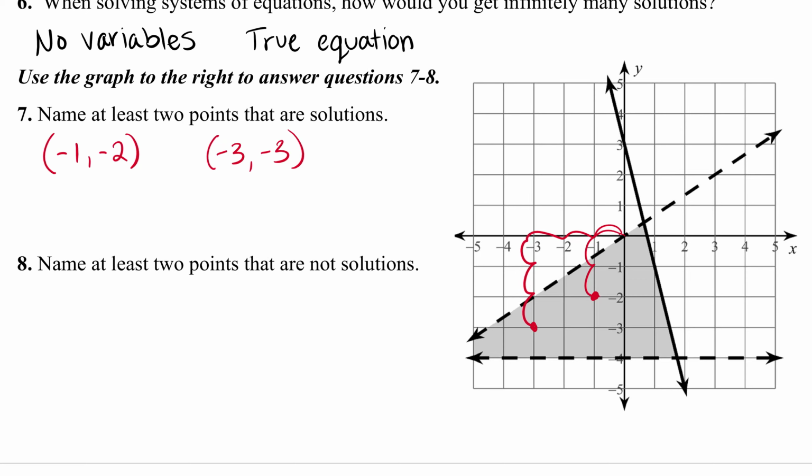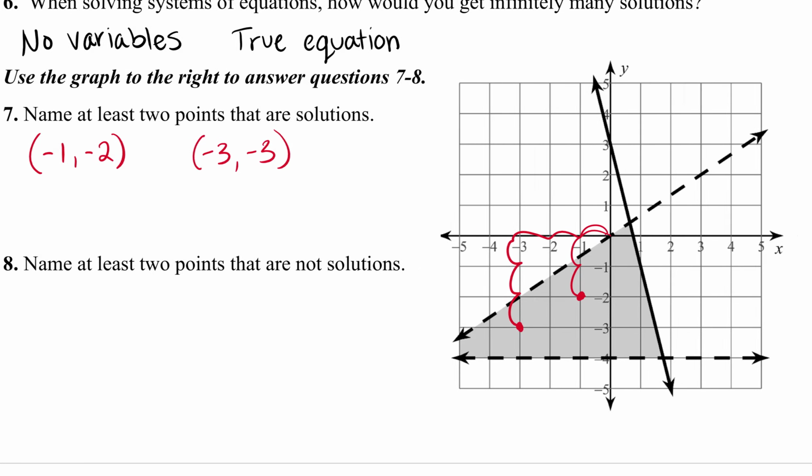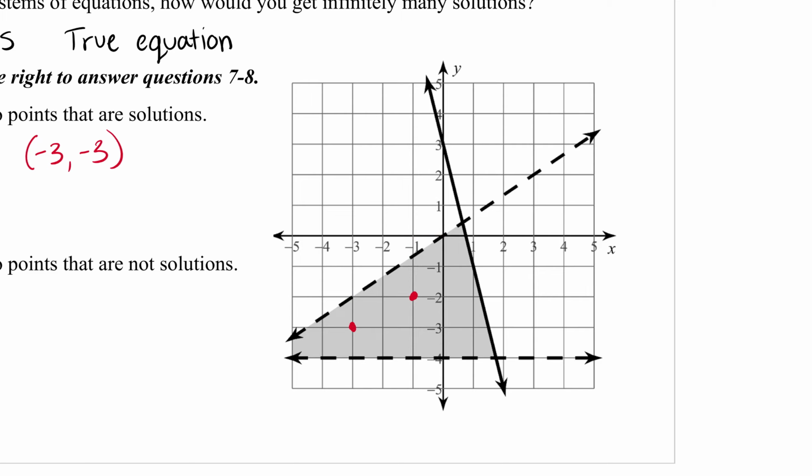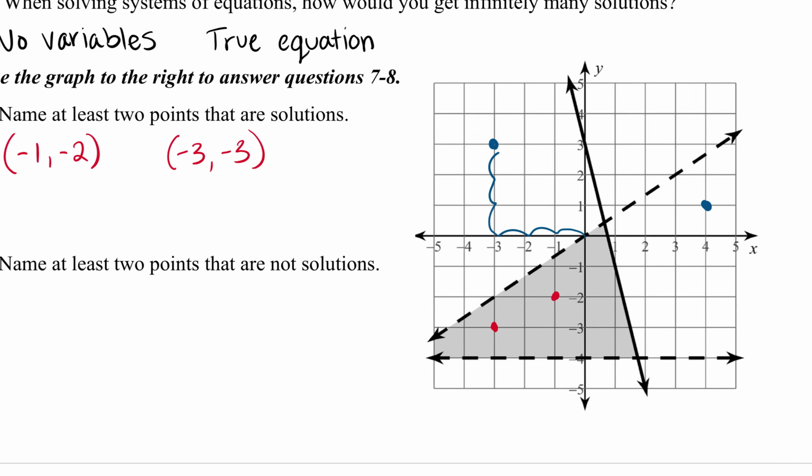And number 8 is the opposite. Name at least 2 points that are not solutions. To be not a solution, I just want anywhere outside of the shaded triangle. So I can go way up here, and I can go over here. Again, anywhere out here is fine. Any 2 are okay. On the test, I'll have a list, and you pick the ones that are or are not, depending on the question. So this first one is on the left, -3, 3.